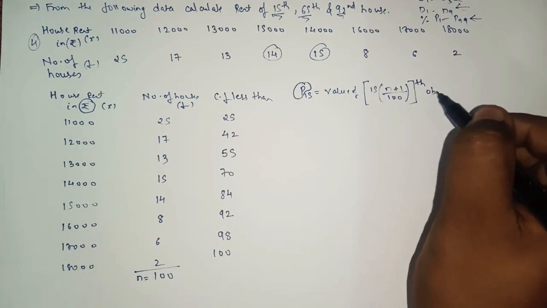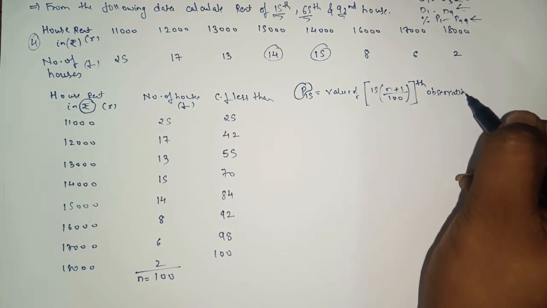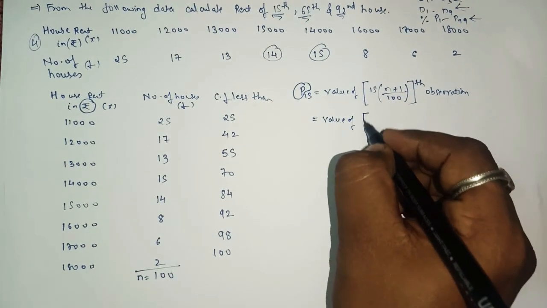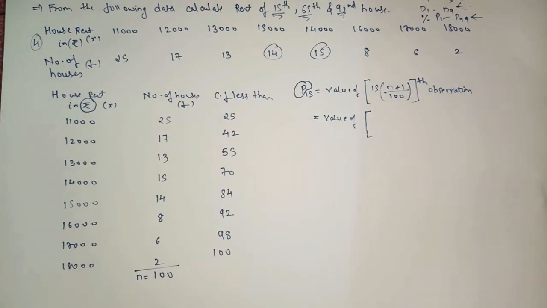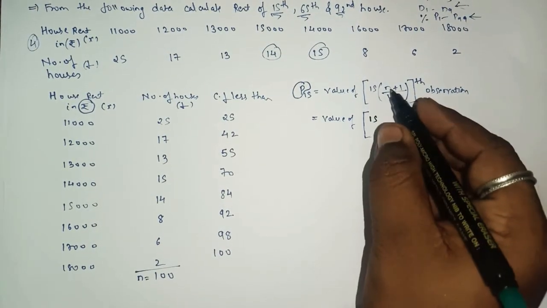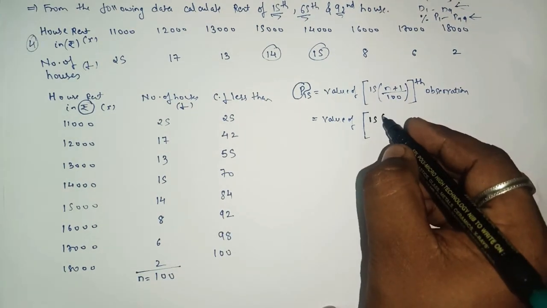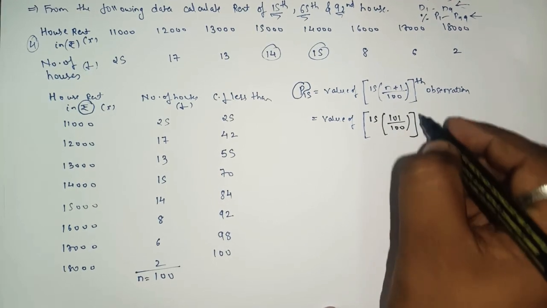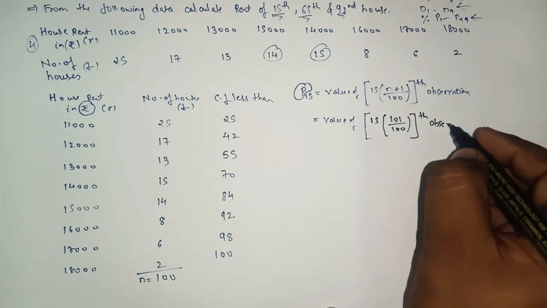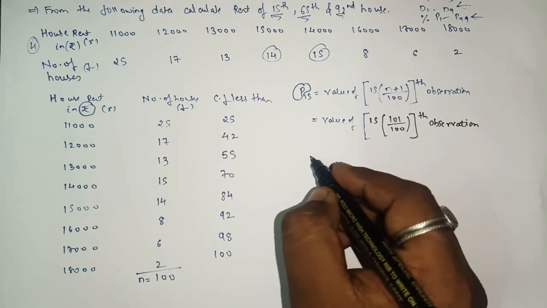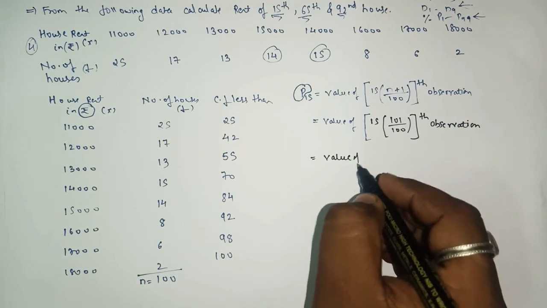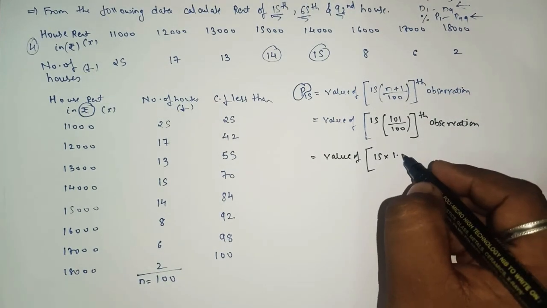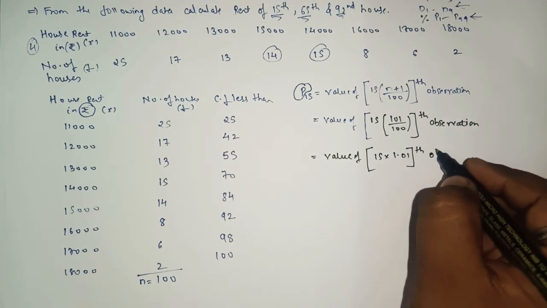So th observation. Okay, so then next will be the value of 15, in place of n you will write 100. So 100 plus 1 will be what? 101 upon 100, th observation. Yes or no? So the value of 15, so 101 upon 100, you will get 1.01. Yes or no?